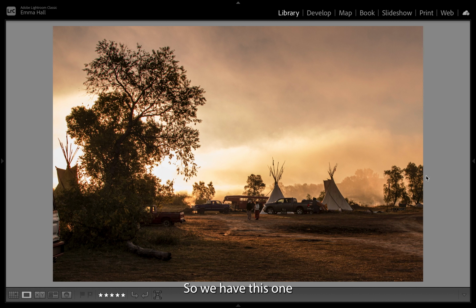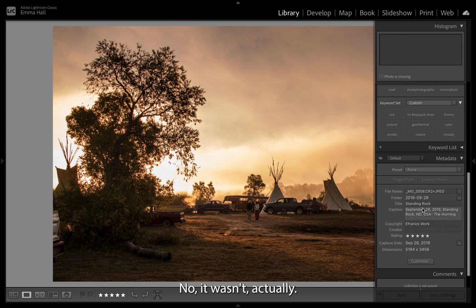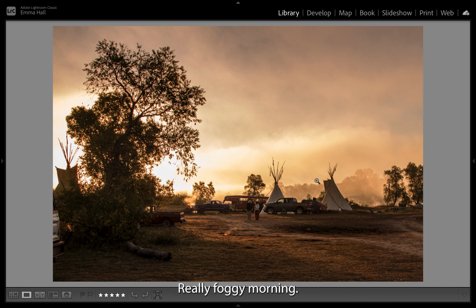So we have this one, which I really like. It was taken on a very foggy morning. I think it was my last morning there. No, it wasn't actually. Okay. Really foggy morning, really beautiful. You can see the teepees. Okay, boom, we're at a reservation. The fog, the light adds a kind of mysteriousness to it. The smoke, the campfire smoke. We're obviously at a camp. Boom, we have an idea of where we're at.